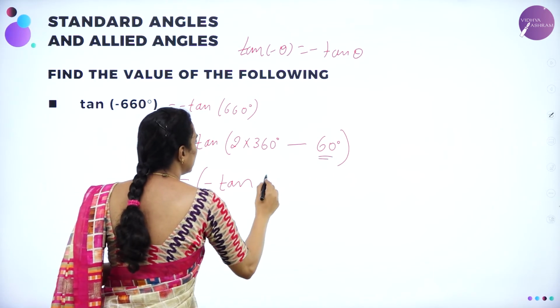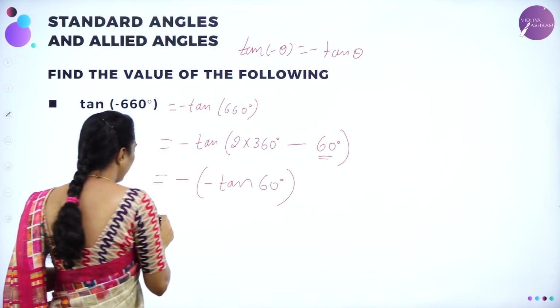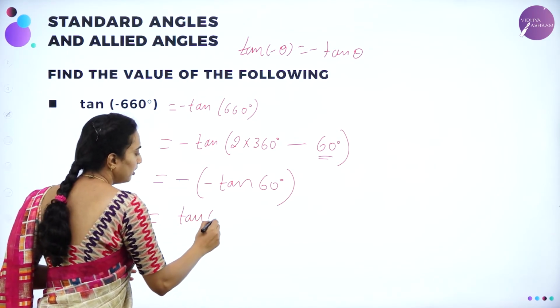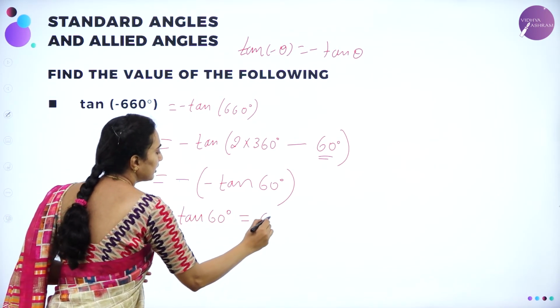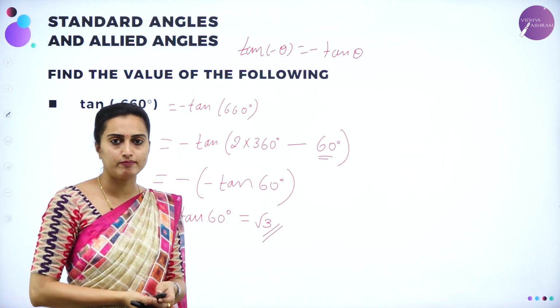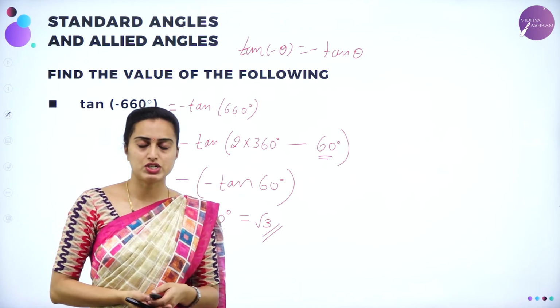Theta is nothing but 60 degree. So therefore here minus into minus will become plus tan 60 degree. Notice, tan 60 degree value is nothing but root 3. I hope you understood how to solve this problem. We'll move on to the next question, dears.